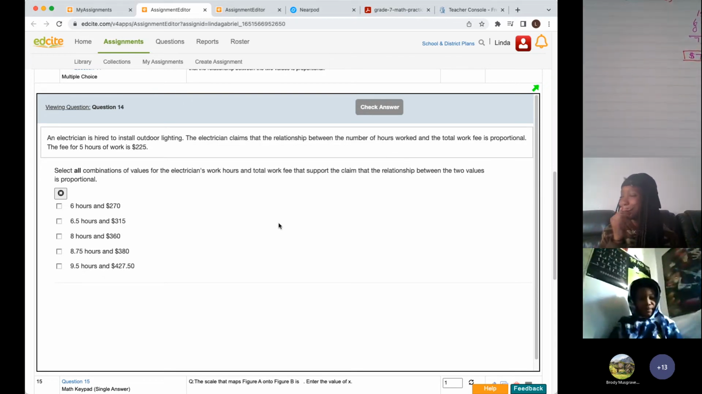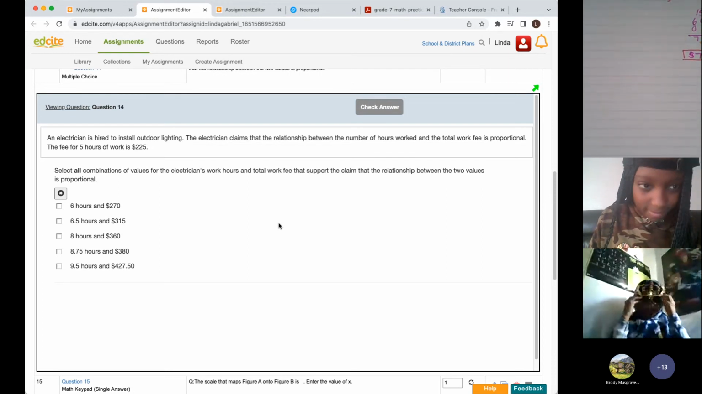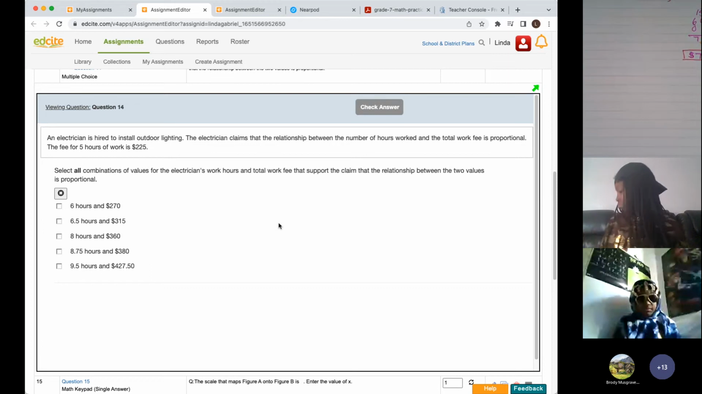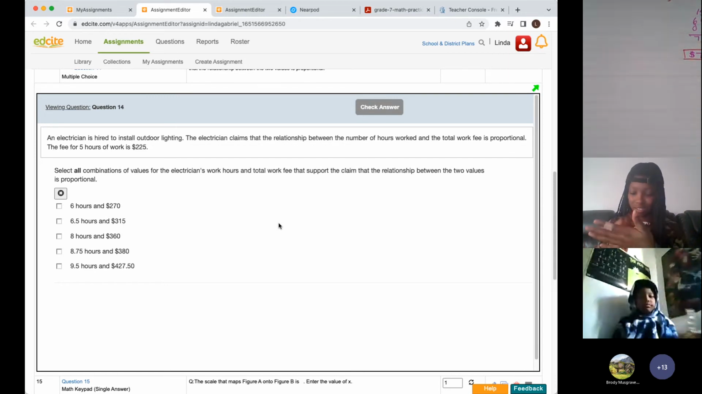All right, number 14. So an electrician is hired to install outdoor lighting. The electrician claims that the relationship between the number of hours worked and the total work fee is proportional. Remember we talked about proportional, meaning that we can find a relationship between the two numbers. All right, so the fee for 5 hours of work is $225. Select all combinations of values for the electrician's work hours and total work fee that support the claim that the relationship between the two values is proportional.